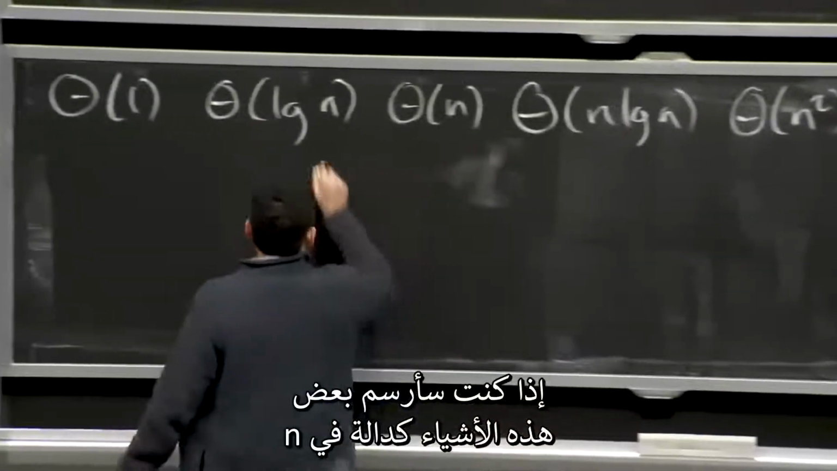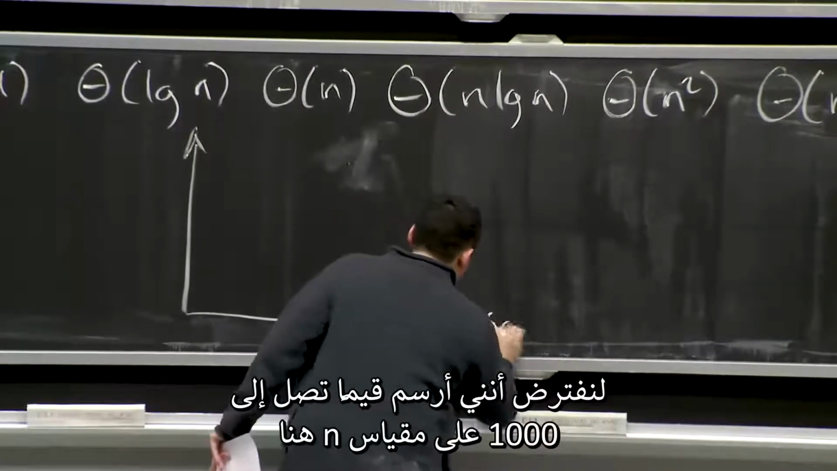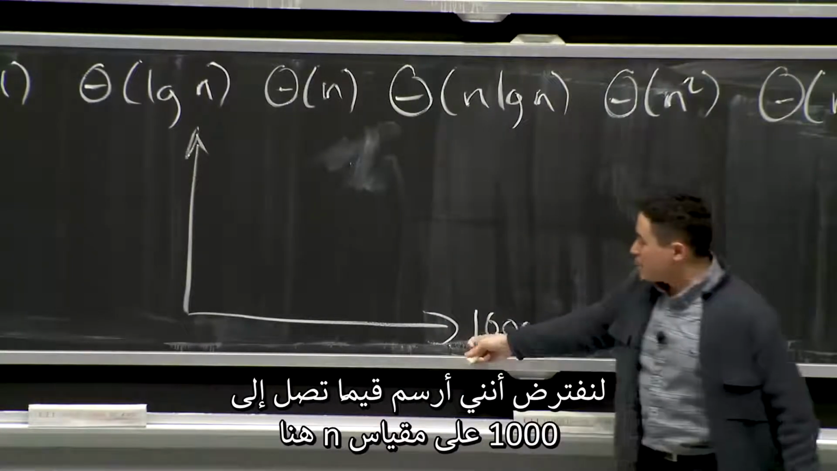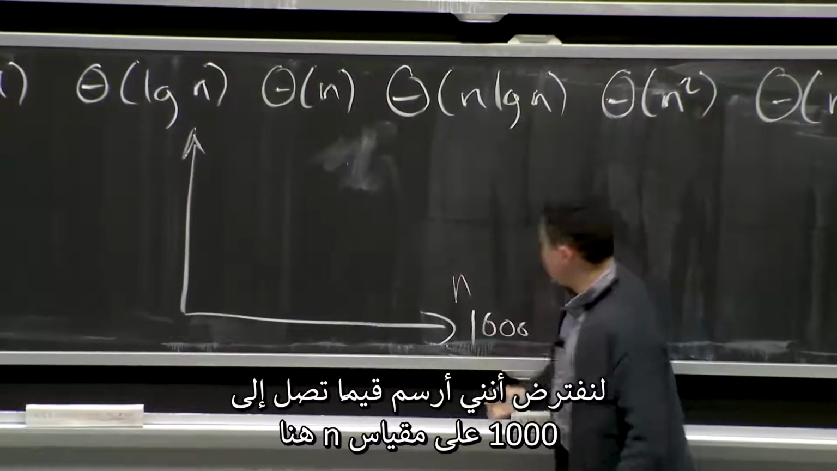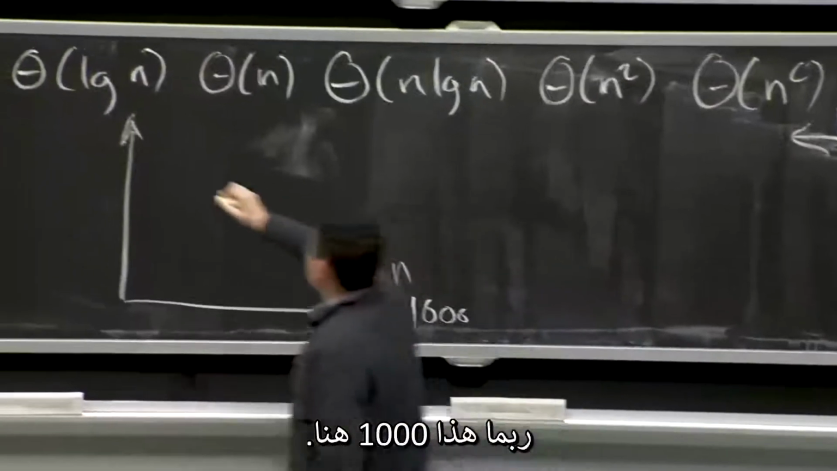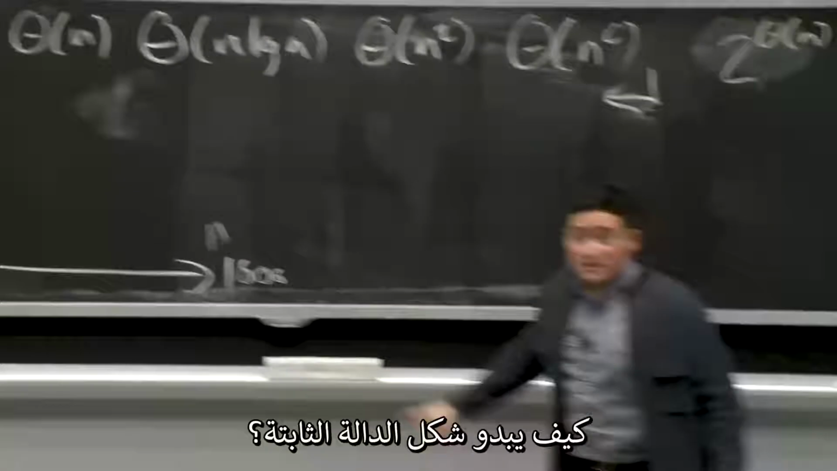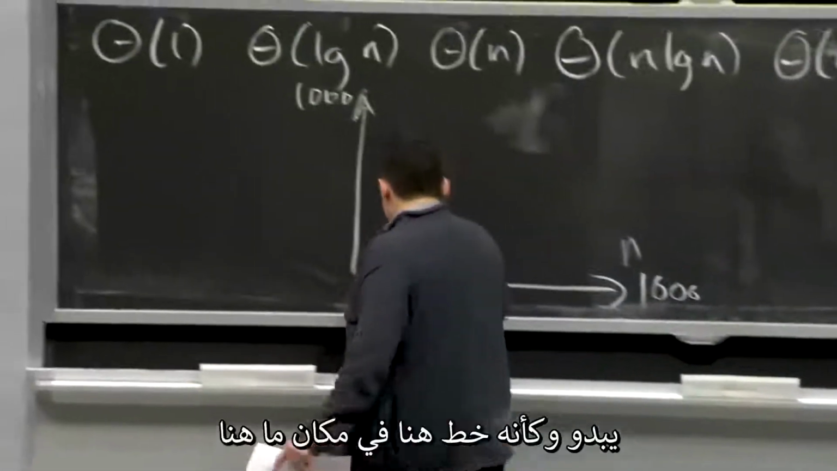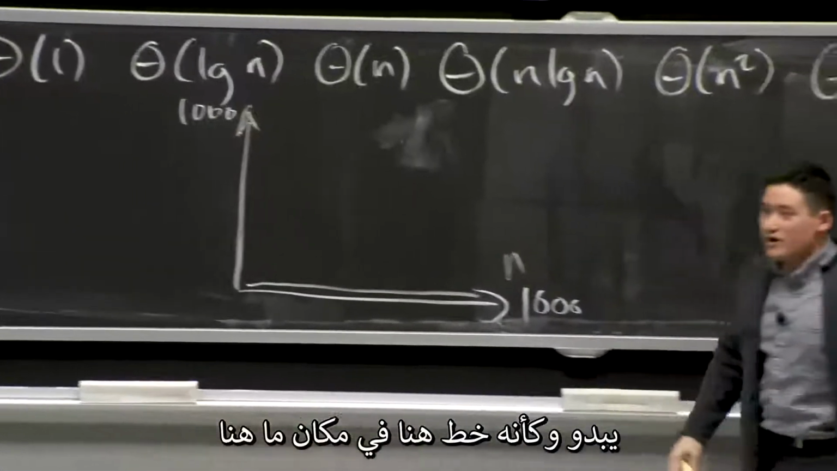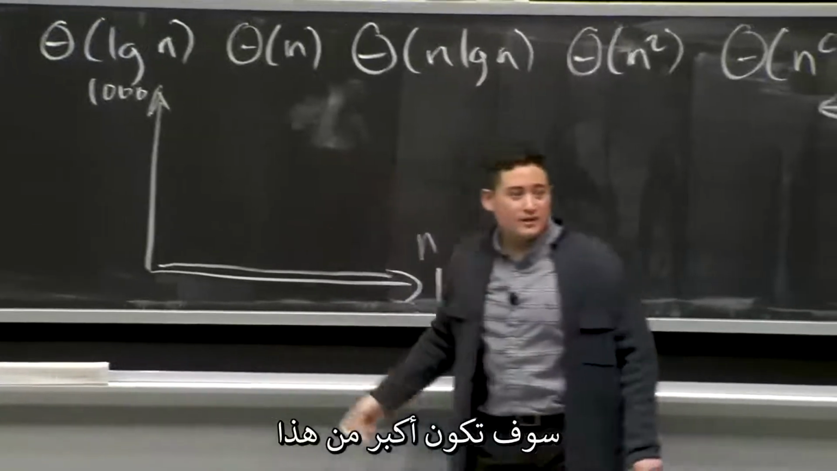If I were to plot some of these things as a function of n, let's say I plot values of up to 1,000 on my n scale here. What does constant look like? Maybe this is 1,000 up here too. What does a constant look like? Looks like a line over here somewhere. It could be as high as I want, but eventually, anything that's an increasing function will get bigger than this, right?